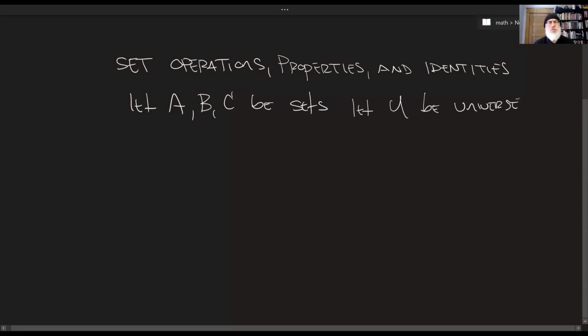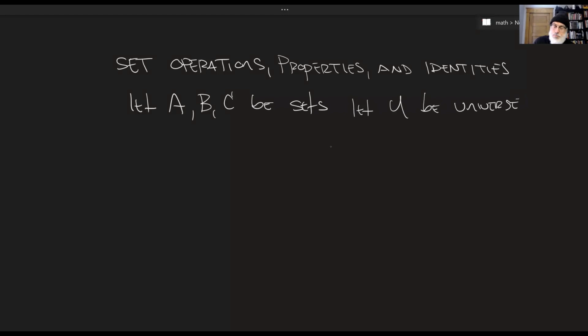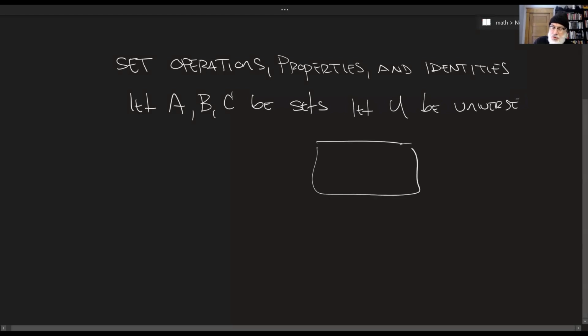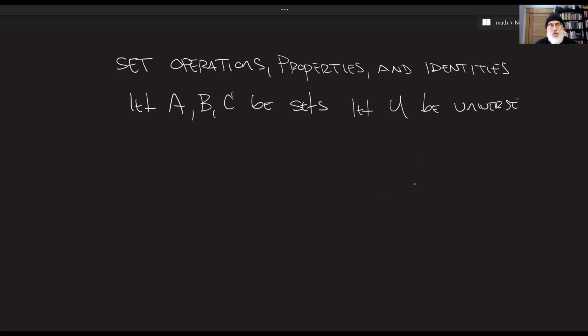What I mean by the universe is that every set we can think of will exist in U. You'll see throughout this video, I'll draw a box. This box is U. And so all of these sets, A, B, and C, will exist inside of the universe U. There are some paradoxes involved in set theory. We won't talk about any of those paradoxes today. We just want to establish some basics. And the universe is just that. It's just a universe in which all these things exist.